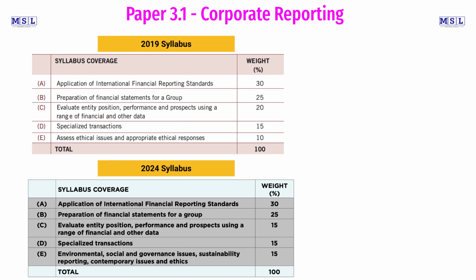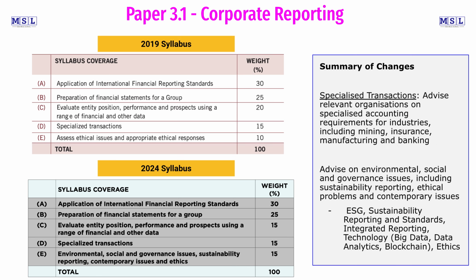For the corporate reporting paper, not much is changing on the face of it, right? So if you check the syllabus area, I've left the 2019 and 2024 syllabus on the screen. You can compare the weightage. You'd realize that the key things that are changing, we still have 30 marks for International Financial Reporting Standards, syllabus area A. That is not changing. Consolidated financial statements for a group is still 25 marks.